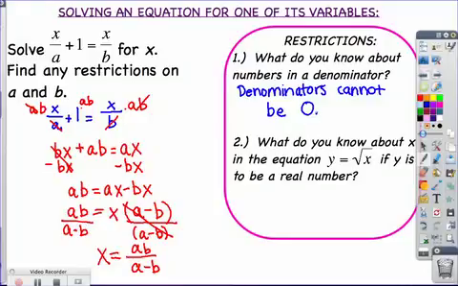For part 2, what do you know about x in the equation y equals the square root of x if y is to be a real number? Well, x could not be a negative number, so x would have to be greater than or equal to 0. Now you try these two questions, so pause your screen and resume when you're ready.